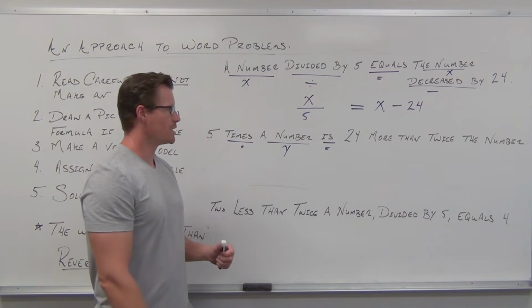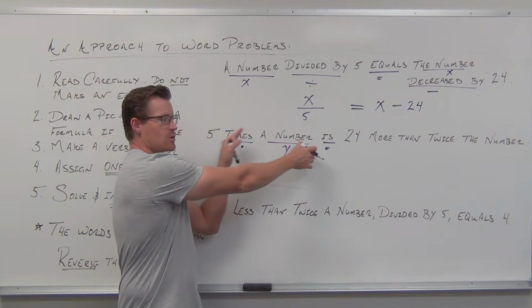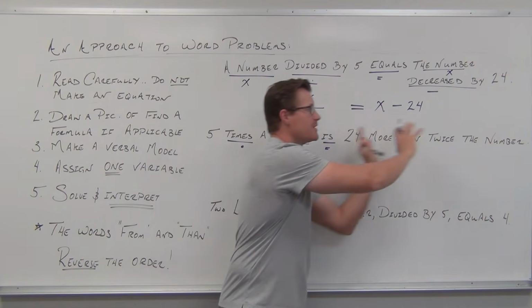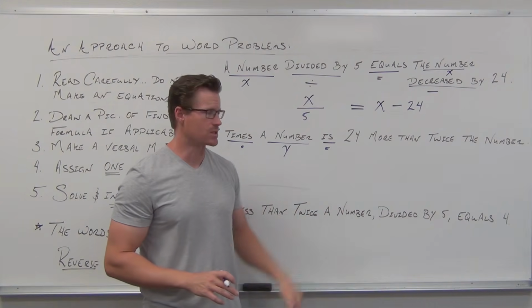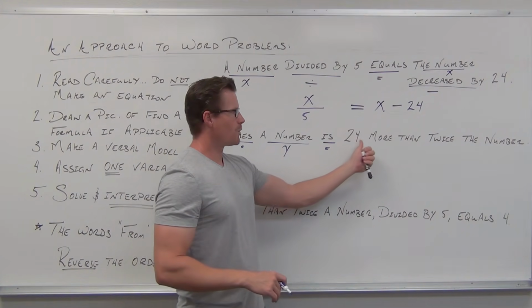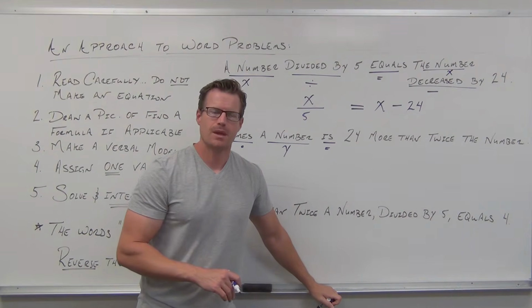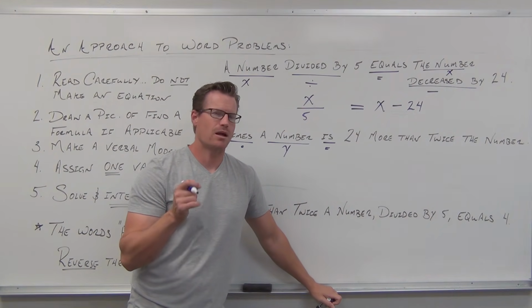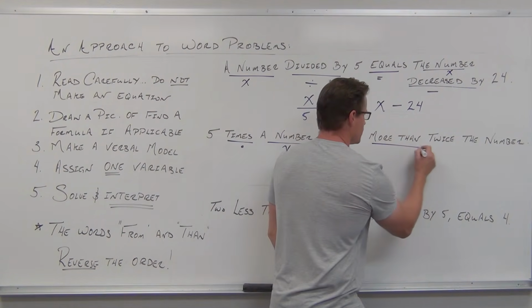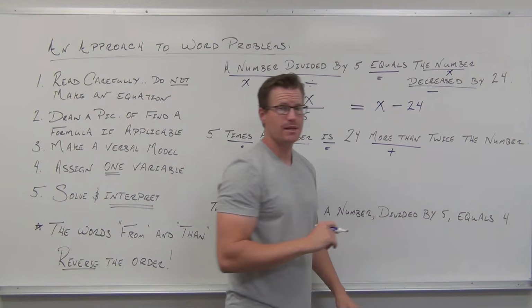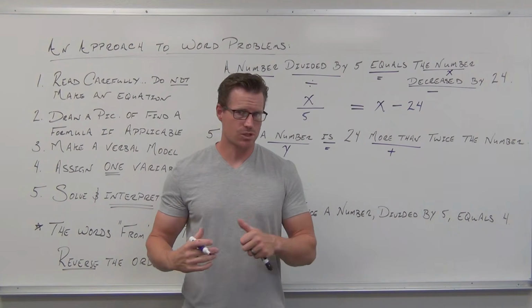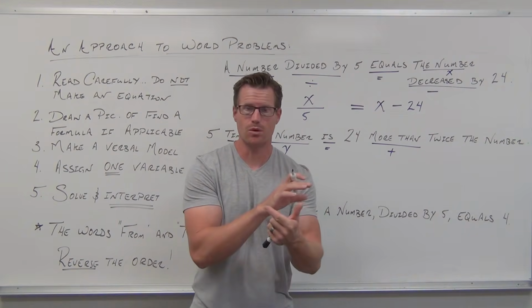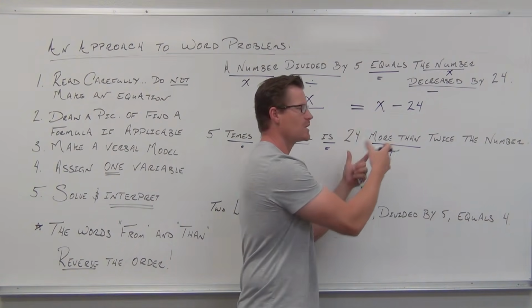"Is" means equals. So I know that all this stuff is going on the left of my equal sign, and whatever this is, it's going to go on the right-hand side of my equal sign. That's it. 24 more than. "More than" is the concept of addition, but it has one of those words in it that flips the script, that flips the order. That's a big deal because this is where students get really confused.